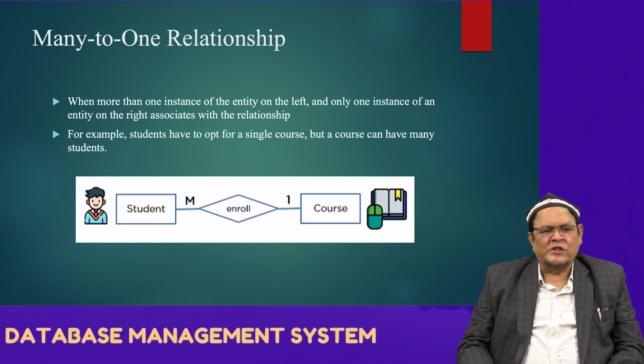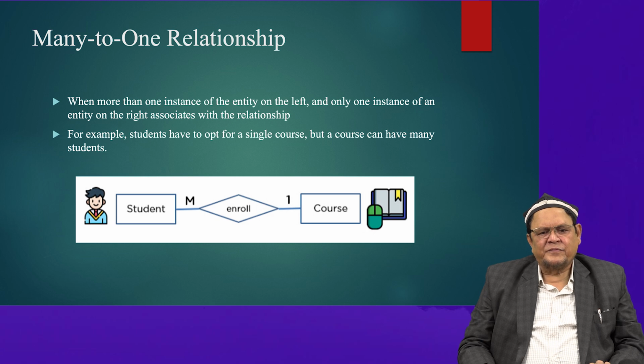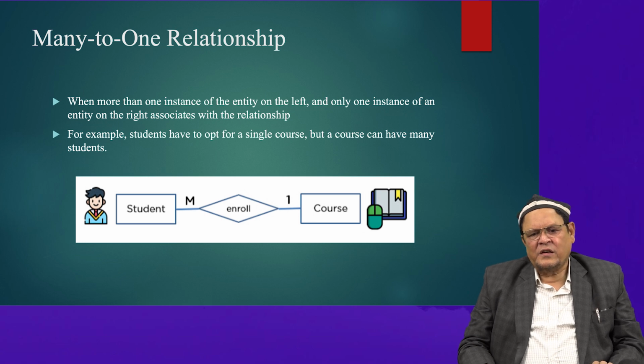Many-to-one relationships are prevalent in database design and represent scenarios where an entity on one side belongs to a single entity on the other side, aiding in data organization and clarity.